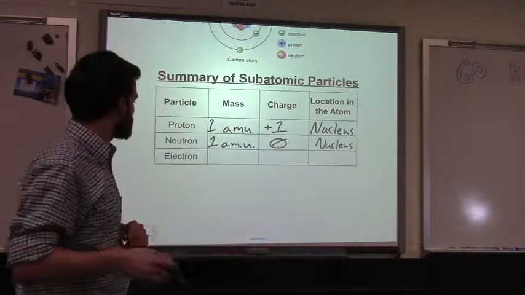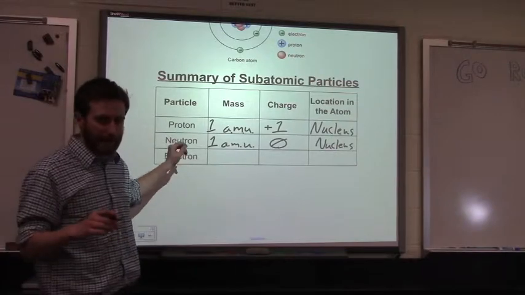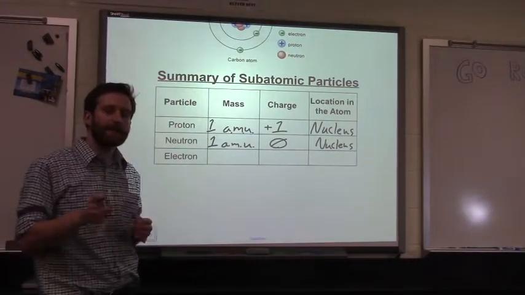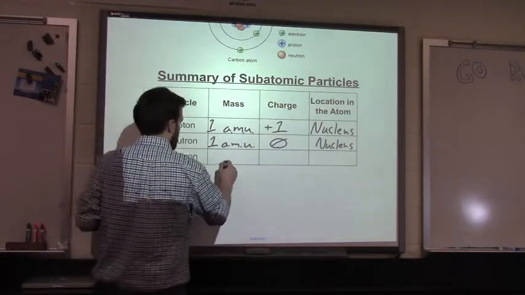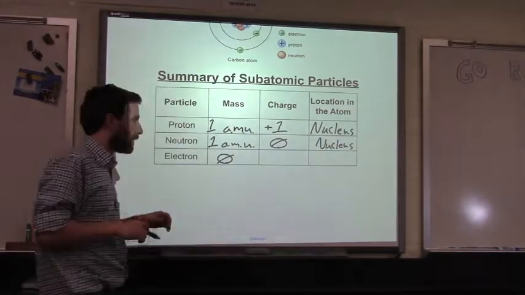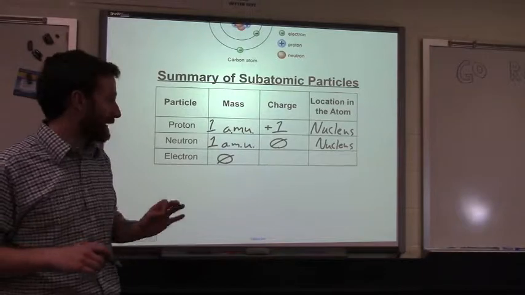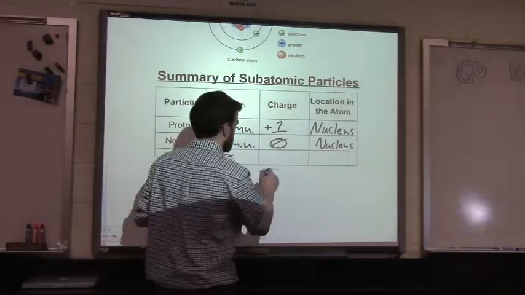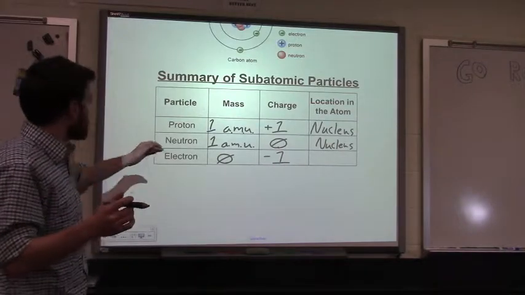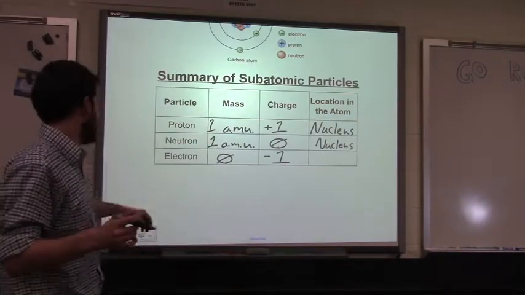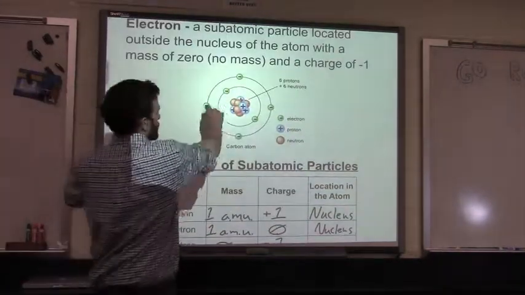Lastly, that brings us to the electron. Keep in mind that up above we said the electron was massless. It does not have a mass. So we say it's got a mass of 0. And its charge was negative. It's -1. Also, the electron is not located in the nucleus, but rather outside of the nucleus.